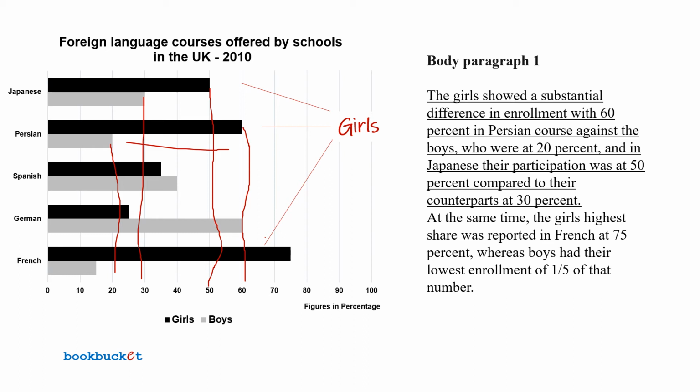Okay, now up to here is the first sentence, because this is adding additional details. It's not additional details, a relative pronoun is used and a clause is added, and the sentence stops here, completes here. Then a comma, then a conjunction, and my second sentence starts. In Japanese their participation, their means girls, pronoun, girls' participation was at 50% compared to their counterparts, our counterpart boys, at 30%. Okay, in this way a complex structure is framed.